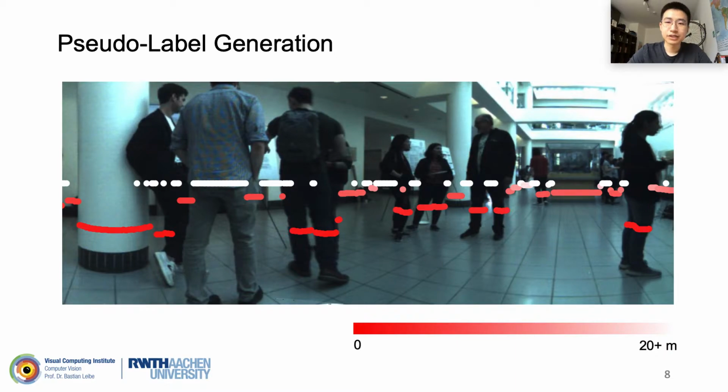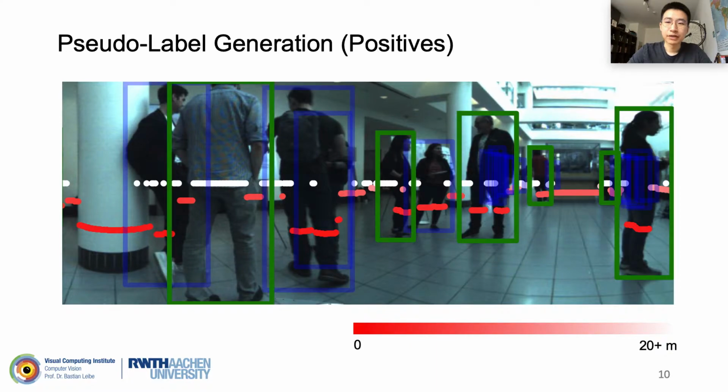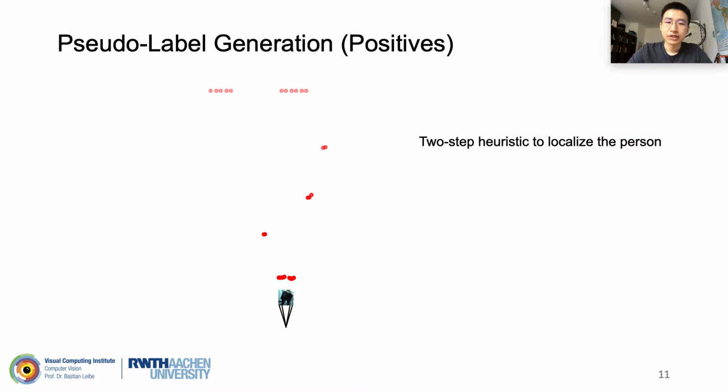For illustration, here is an image with projected LiDAR points. We first obtain bounding boxes using the image-based detector. From all boxes, we select a subset that has high detection confidence, proper aspect ratio, and does not overlap significantly with other boxes. For each box, we take the LiDAR points that fall within its frustum. Our goal now is to find the location of the person.